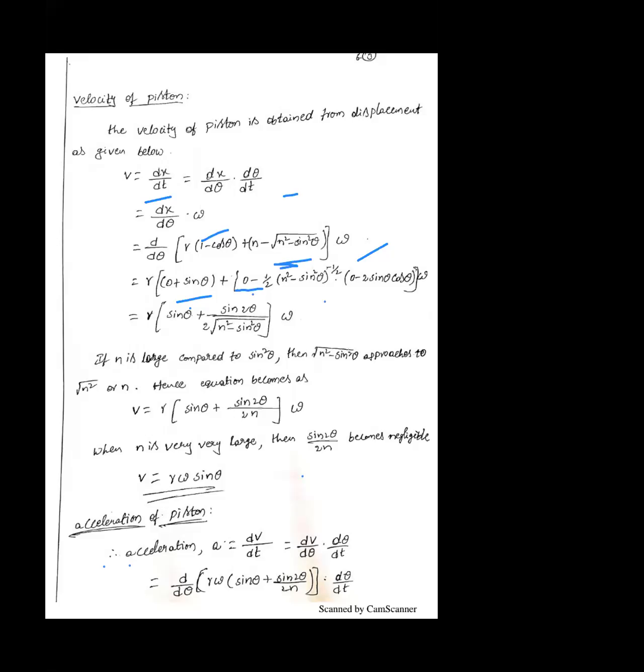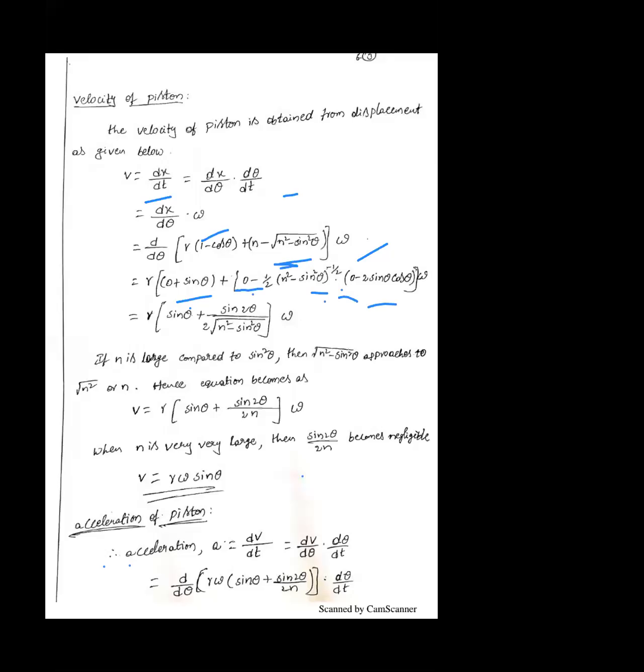Substituting here, we get minus 1 by 2 into (n square minus sin square theta) to the power 1 by 2 minus 1, which is minus 1 by 2. And it is not simply x power n, so again we differentiate the inside term. The term n square is a constant, so that gives 0.